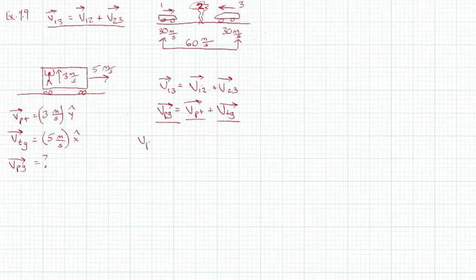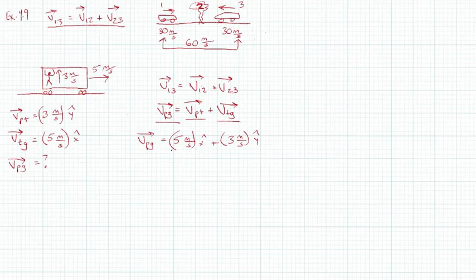Velocity of the person to the ground is equal to what? Well, 5 meters per second x hat, that is, it has an x component of 5 meters per second, plus 3 meters per second y hat. So the person moving with respect to the ground has a horizontal and a vertical component. So that's how we would state the person's velocity with respect to the ground in unit vector notation.